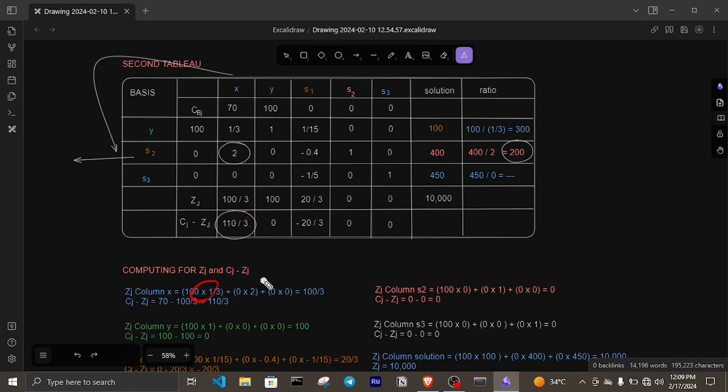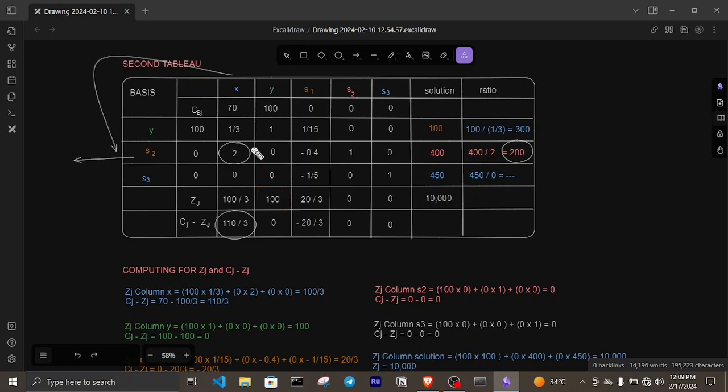Alright, so remember, we are multiplying the values on the basis with the values in each column. So we take the basis here and multiply by the value in each column. So let's go for the next one, the y column. The same thing, we have 100 times 1 plus 0 times 0 plus 0 times 0, that gives me 100.